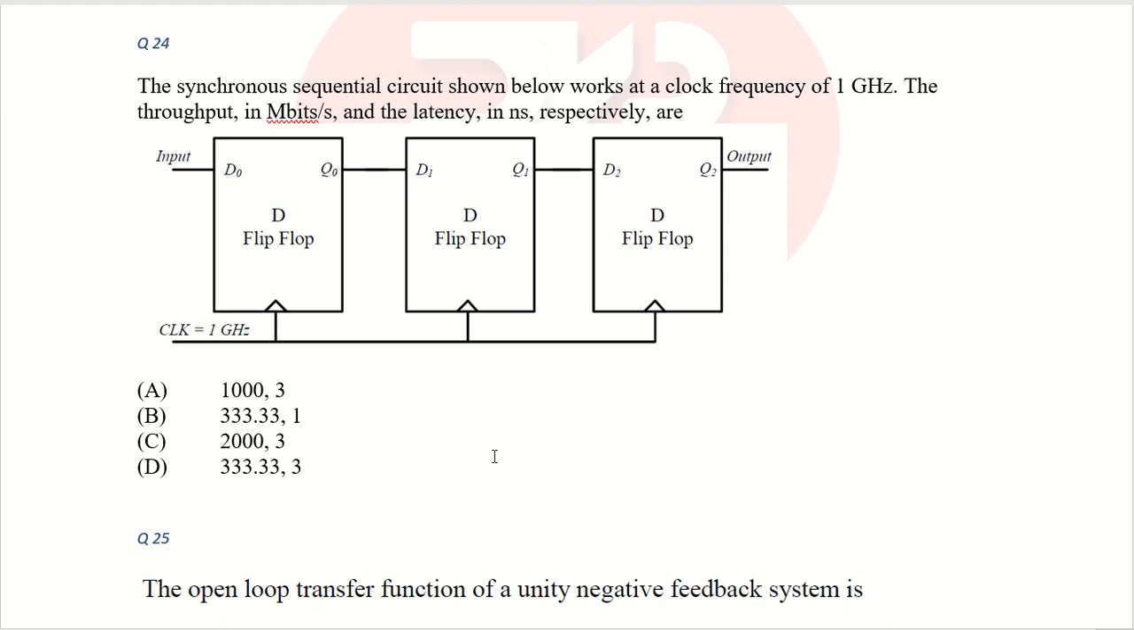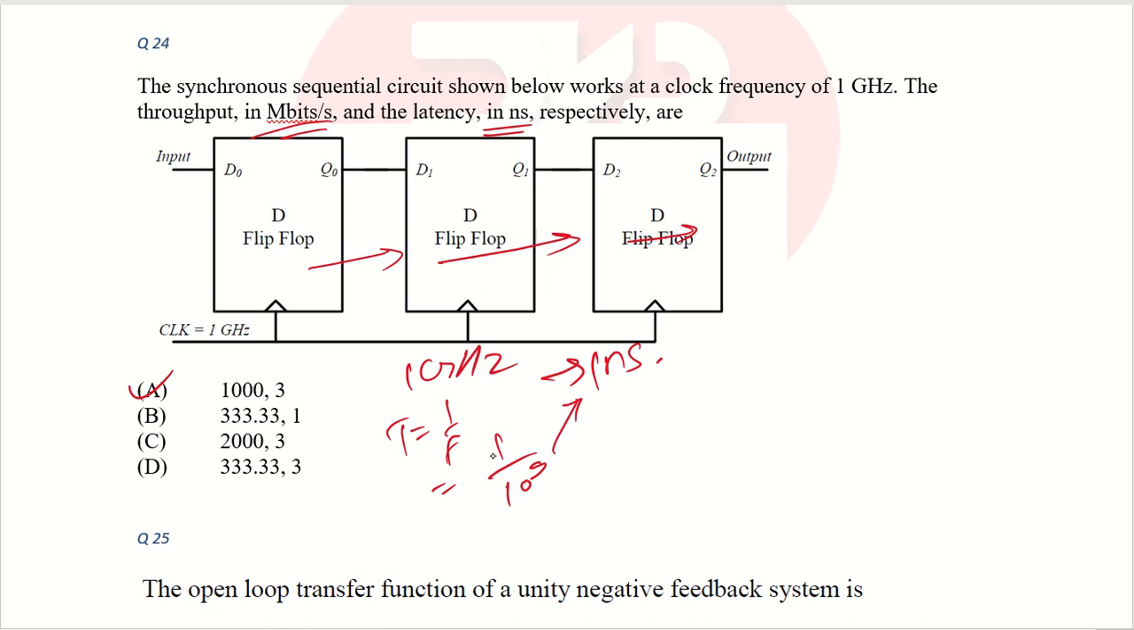Moving to the next question, number 24. You will get the answer: the latency will be 3 nanosecond, and the throughput will come up as 1000 megabits per second. Why is it 3 nanosecond? Because 1 gigahertz gives me 1 nanosecond time, because T is equal to 1 by f, that is 1 by 10 to the power 9, that is 1 nanosecond. Since there are 1, 2, 3 stages, after the third the bit will come out. So the total latency is 1 plus 1 plus 1, that is 3 nanosecond.